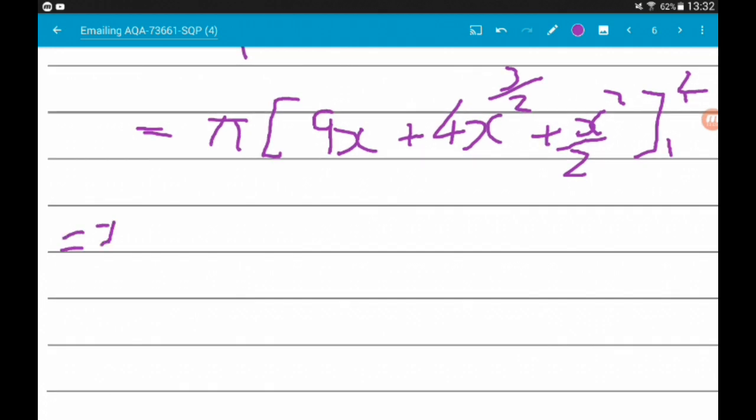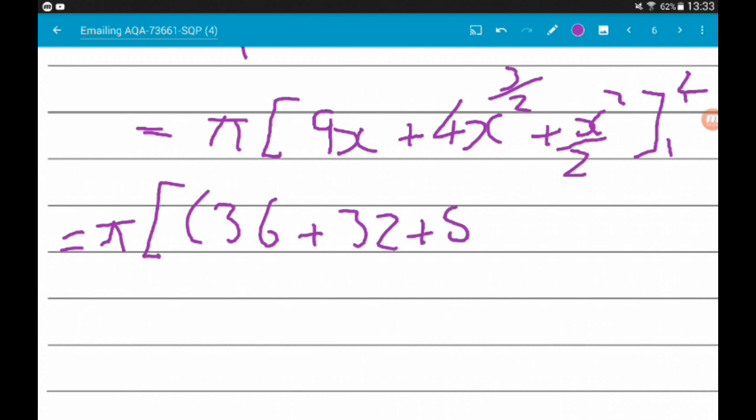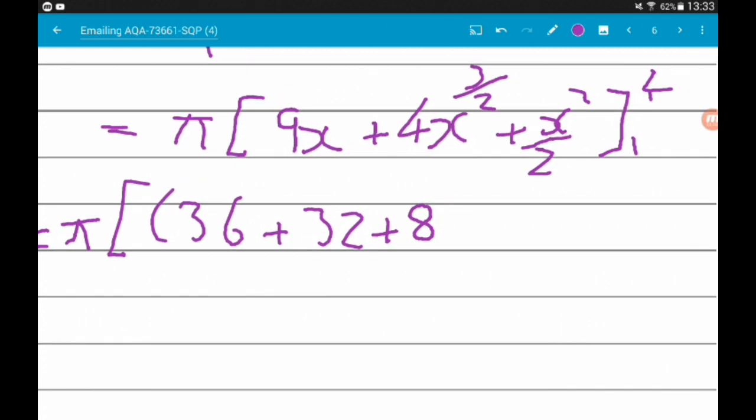So this is pi lots of. So 9 times 4 is 36. Then we got 4 lots of 4 to the power 3 halves. 4 to the 3 halves is 4 cubed square rooted. 4 cubed is 64. 64 square rooted is 8. So we got plus 4 times 8, which is 32. And then add 4 squared over 2, which is 16 over 2, which is 8. And then we are minusing.